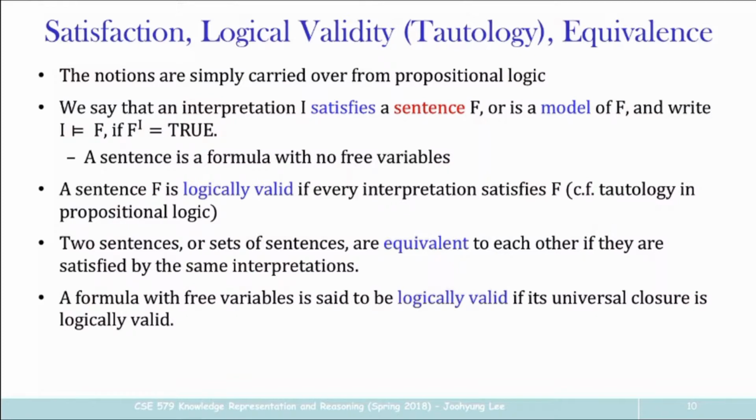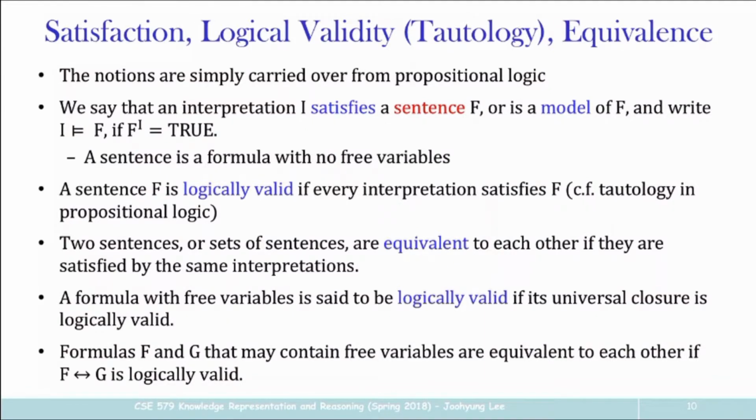If you have free variables, this is just a convention, then you will understand this as a universal closure where all the universal quantification is prepended to the formula. If that is logically valid, we say a formula with free variables is also logically valid. And F and G are equivalent to each other if F is equivalent to G as a formula is logically valid. What you see is exactly the same thing that you saw in the previous propositional logic. The difference is, of course, interpretations are much richer than before, but that's all hidden in this slide.